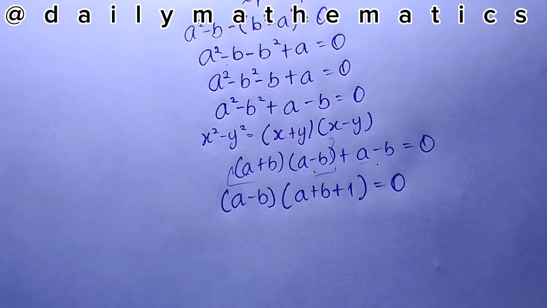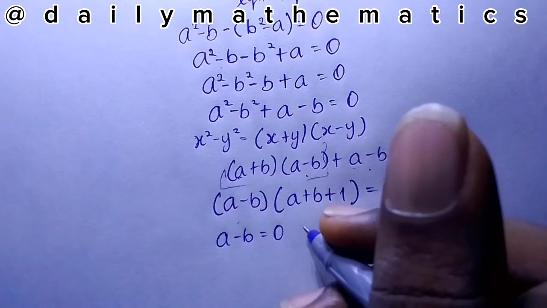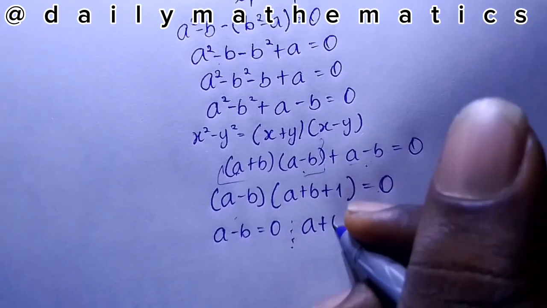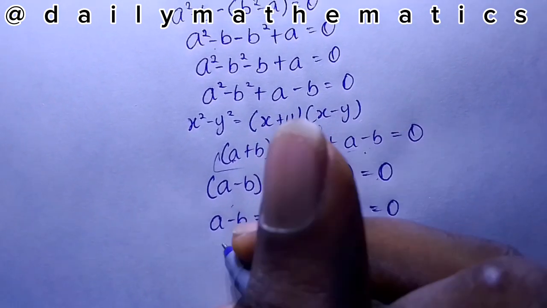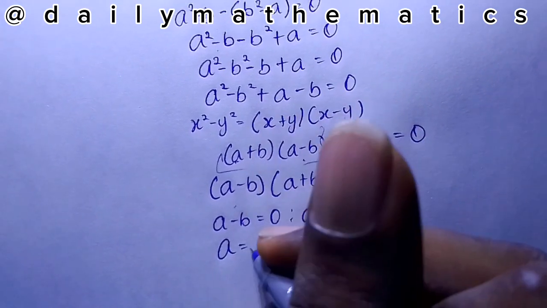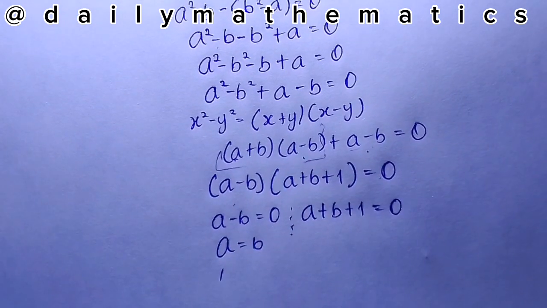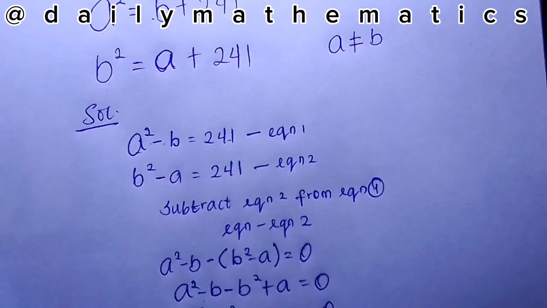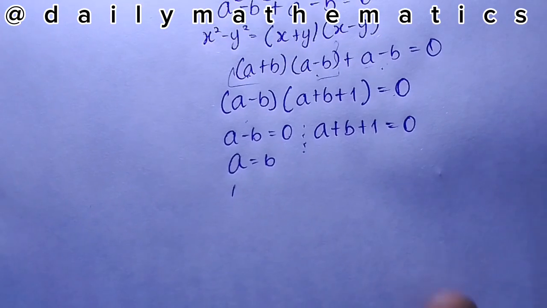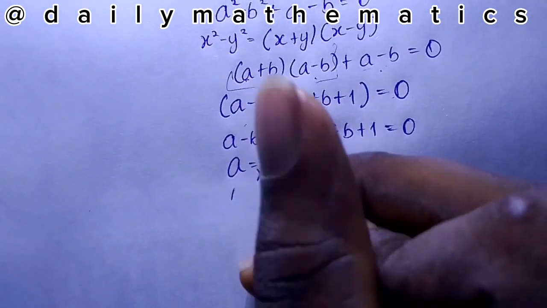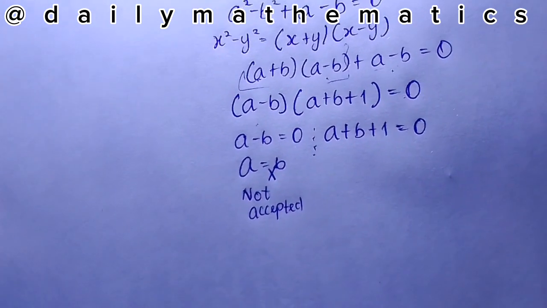So from here, what's the next thing to do? We equate each bracket to 0. A minus B equals 0. And here we have A plus B plus 1 equals 0. So from here, A minus B equals 0, we have A equals 0 plus B, that's B, right? A equals B. And we'll have to reject it, because we have here that A cannot equal B. A is not equal to B, right? So here we have A equals B, so it is cancelled, not accepted, right? So we can accept this other part here.